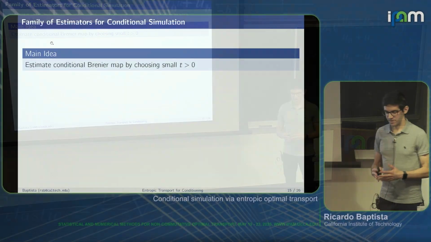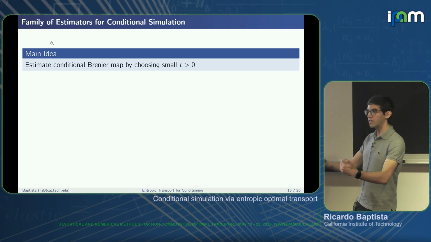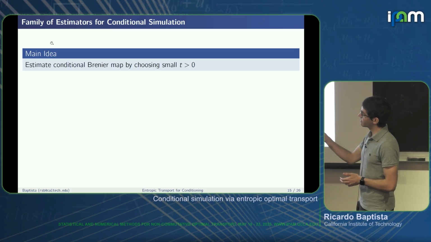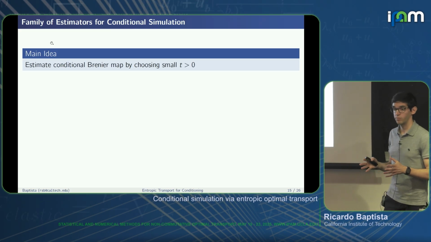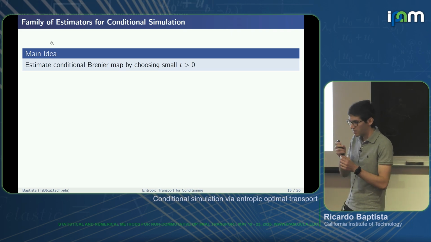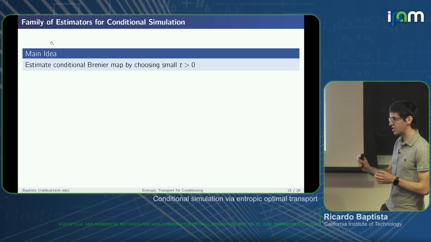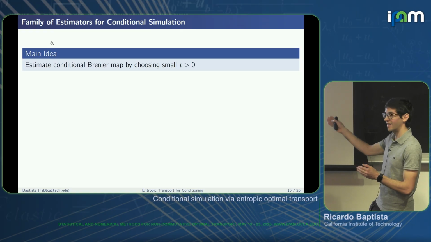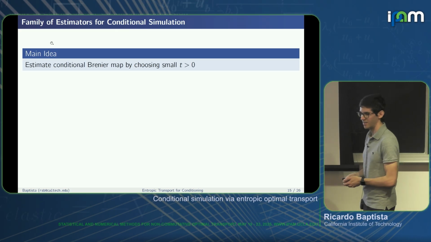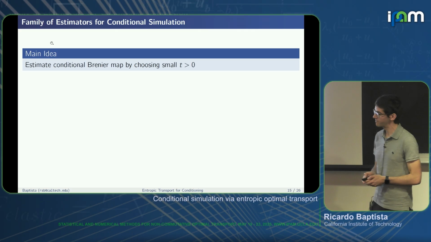So what we propose to do is, given that you can find these maps as a limit of a sequence of OT problems, we're going to construct an estimator for this block triangular map by just choosing a small parameter t, because going all the way to 0 in this parameter t could introduce a problem: you'll see that the cost actually no longer depends on some of the variables. So we want to preserve some of the dependence. So we're just going to choose a small parameter t greater than 0.